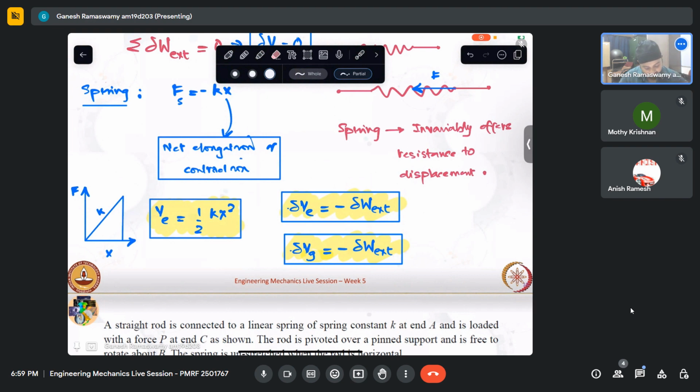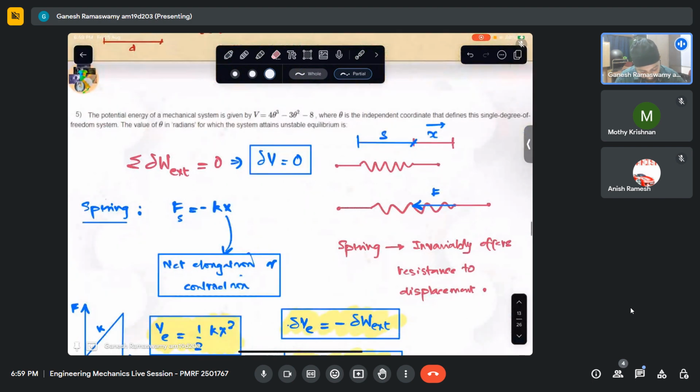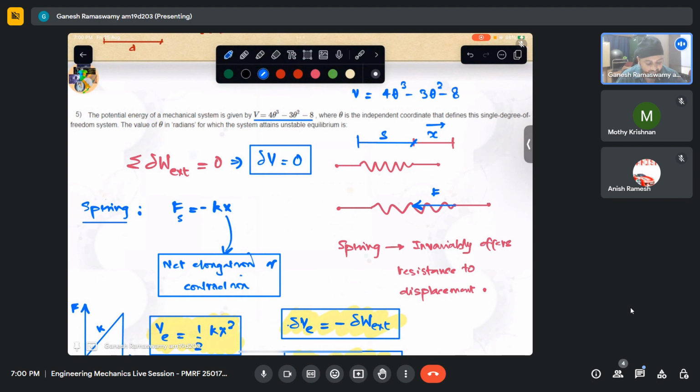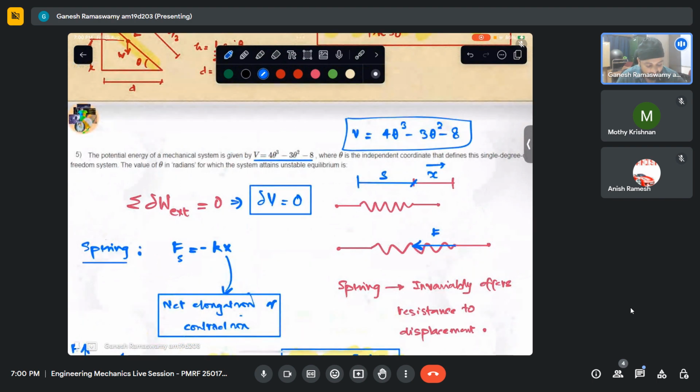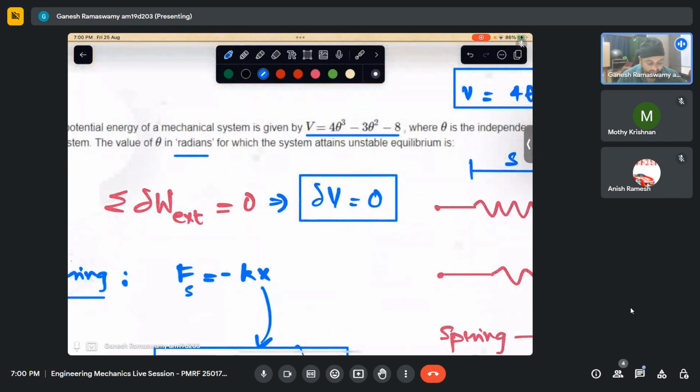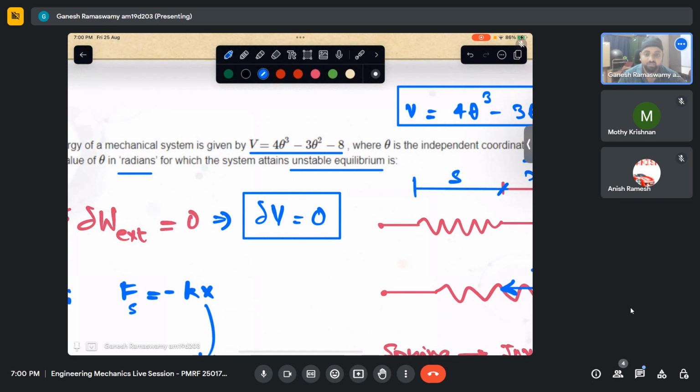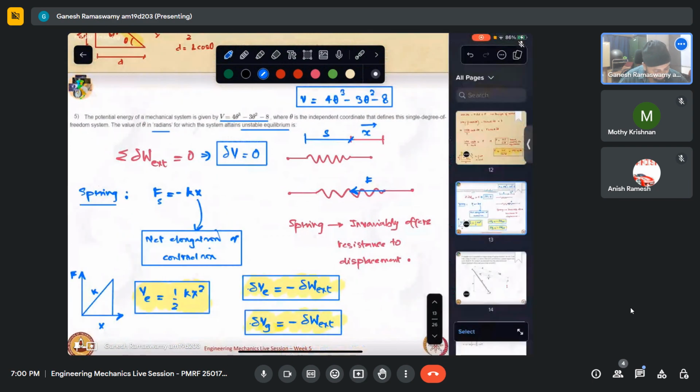So with that background, let us analyze this question. So we have been given that the potential energy of a mechanical system is given by 4 theta cube minus 3 theta squared minus 8. It's a scalar equation in terms of theta, where theta is the independent coordinate, meaning theta is the degree of freedom for that system. The value of theta in radians for which this system attains unstable equilibrium is what is asked. So let us see what that is.